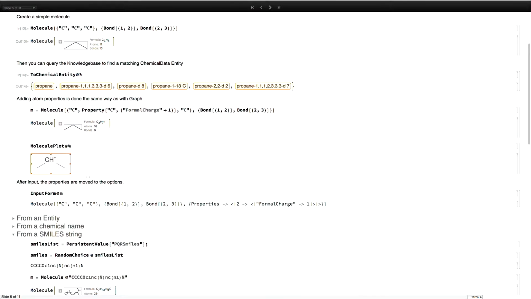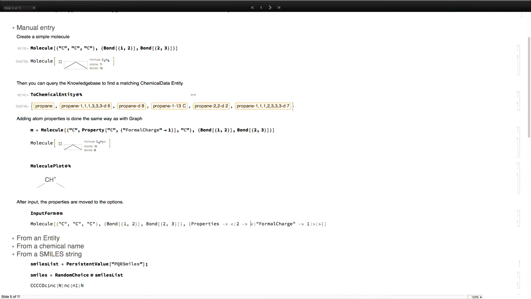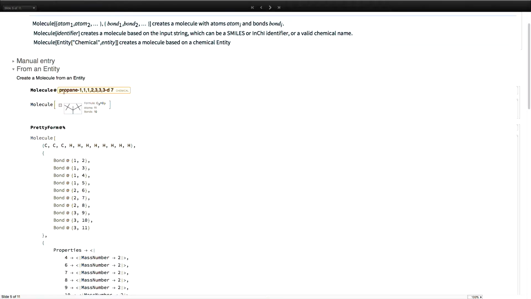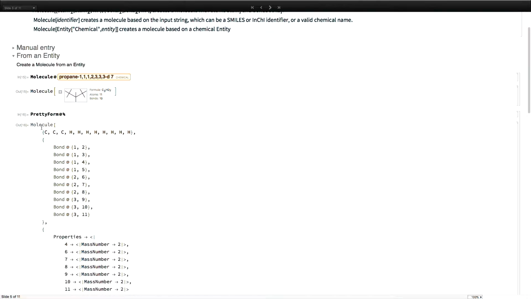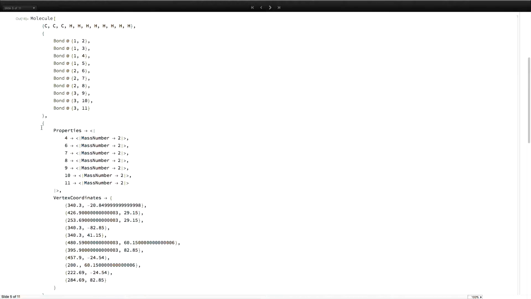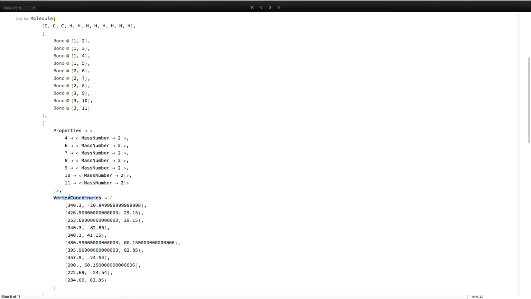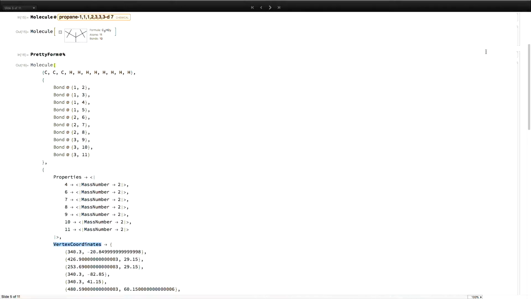And if we wanted to look at the input form of the molecule after we created it, we see that the properties have moved to the end in an association. It's a very convenient method for storing the molecule. You can create a molecule from an entity, take one of those deuterated propanes, and create a molecule, and then we can look at the input form of it. And we see that the mass number property for all of the hydrogens has been set to 2. And it's got vertex coordinates because those were available in the chemical data packlet.